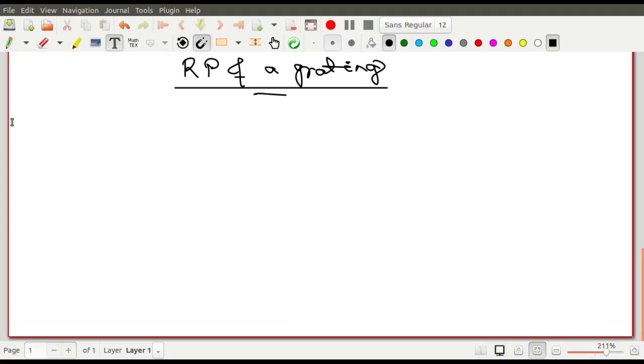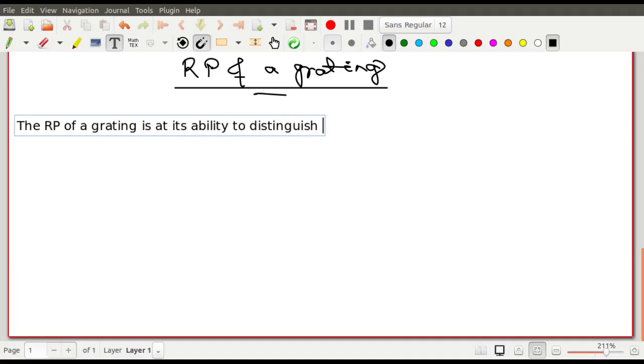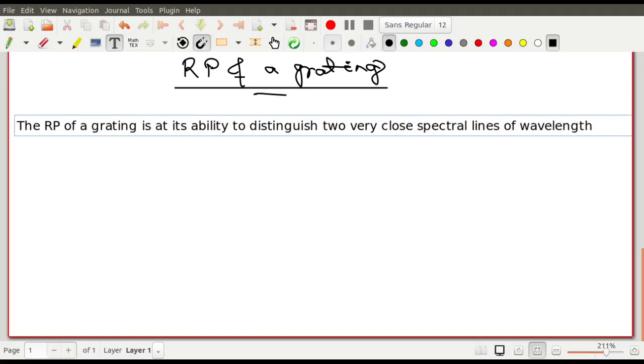Okay, the resolving power of a grating is the ability to separate two spectral lines. The resolving power of a grating is defined as its ability. This is the universal definition. It's always the ability to distinguish two objects or two spectral lines. It's defined as its ability to distinguish two very close spectral lines of wavelength lambda and lambda plus d lambda.